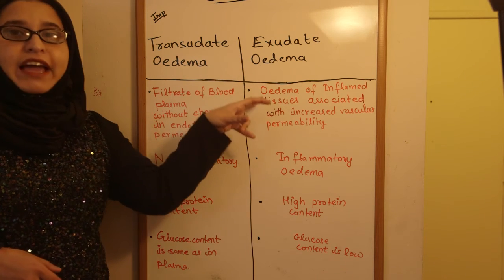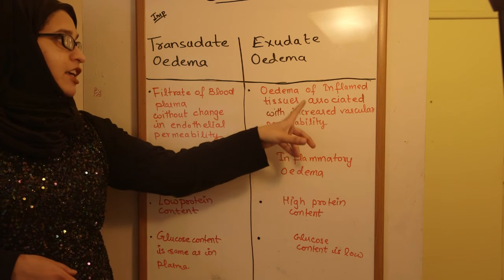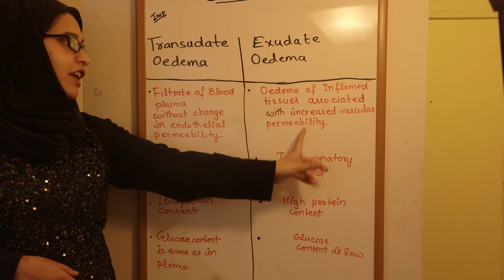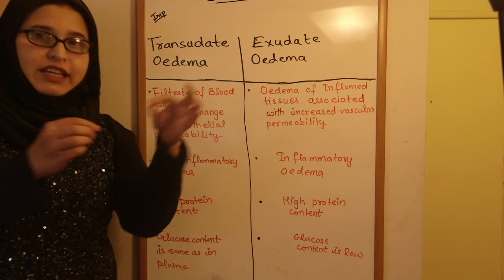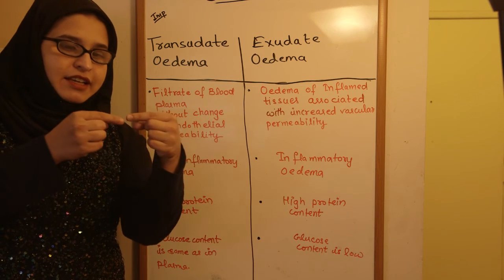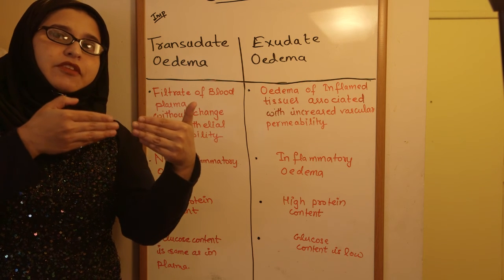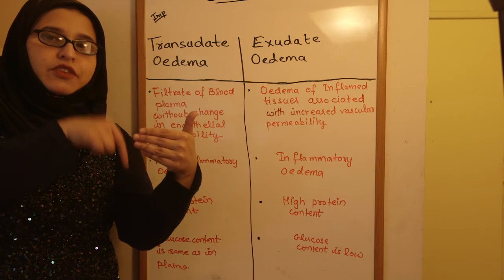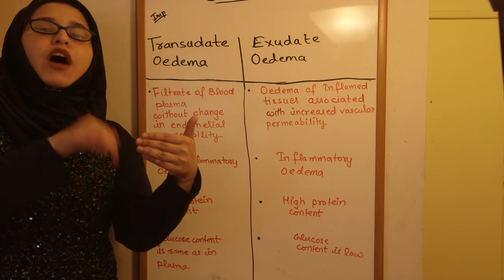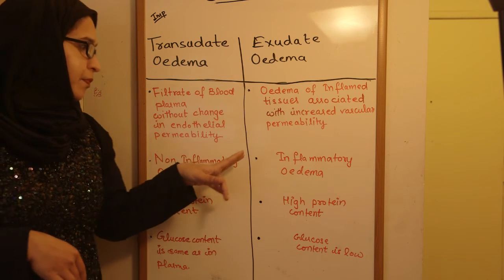And in case of exudate edema, it is the edema of inflamed tissue, associated with increased vascular permeability. Whenever the endothelial cells of the capillaries, a large gap is created between the endothelial cells of the capillaries, and the proteins and the water fluid can easily flow out from it, then it can cause exudate edema.